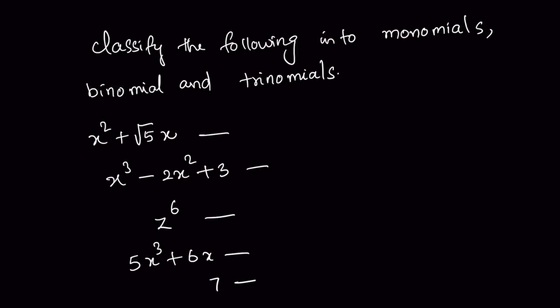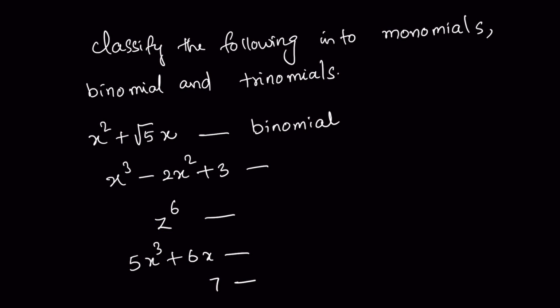Now classify the following into monomials, binomials and trinomials. The first one is x² + √5x. In this polynomial, there are two terms. x² is there, √5x is there. So there are two terms. When a polynomial has two terms, it is called a binomial.